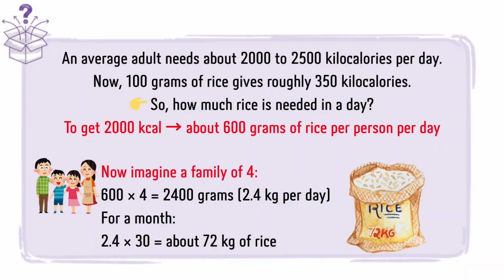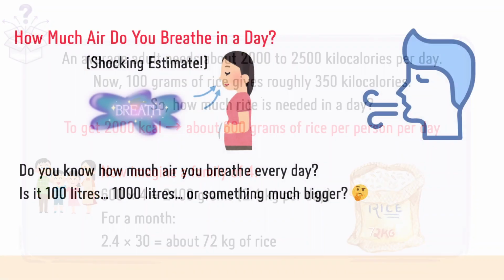Now imagine a family of four. 600 grams times 4 members is 2400 grams. That is about 2.4 kilograms of rice every day. For an entire month, 2.4 kilograms times 30 days is approximately 72 kg. So a family of four would need roughly 72 kilograms of rice for a month if all their energy came only from rice. This is the power of estimation, not exact, but sensible enough to understand the real world.